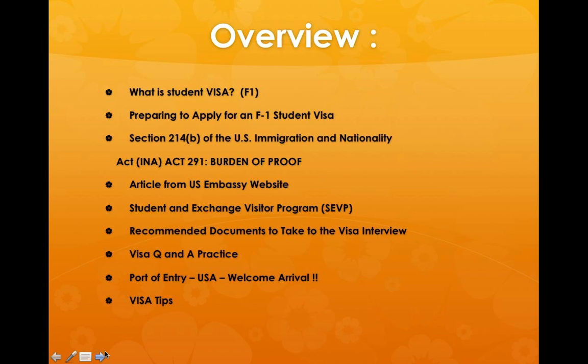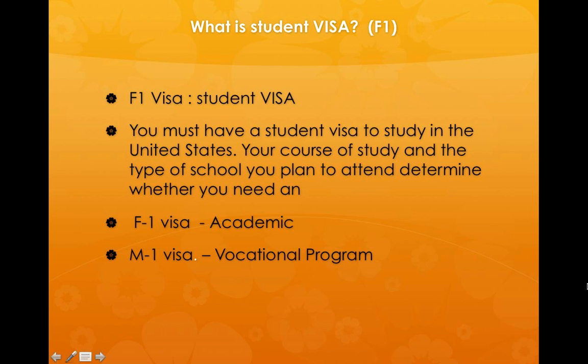I'd like to start the session by introducing what a student visa is. The student visa is called an F1 visa. Everybody who is going for higher education in the United States has to have the F1 student visa if they are going for an academic program, or an M1 visa if they are going for a non-academic program, which can be called a vocational program. Everybody who is here today is going on an F1 student visa. So the F1 student visa is an academic visa.